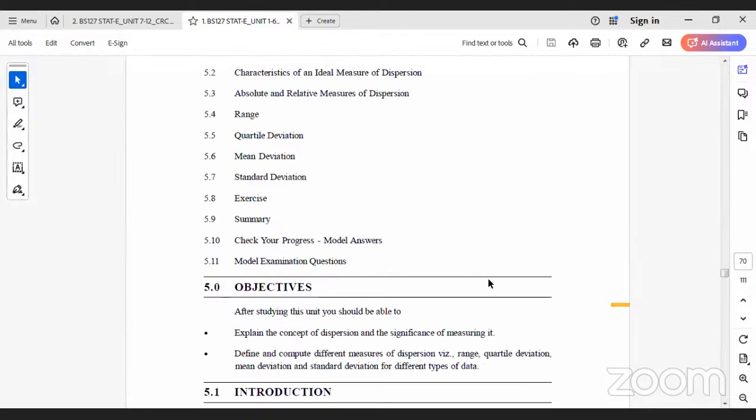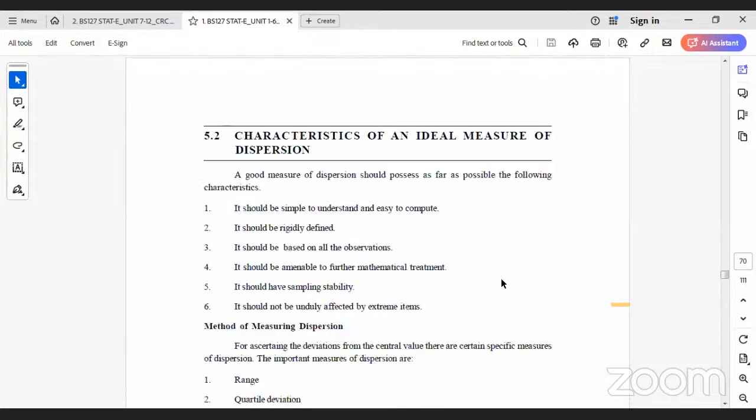Range, quartile deviation, mean deviation, standard deviation.